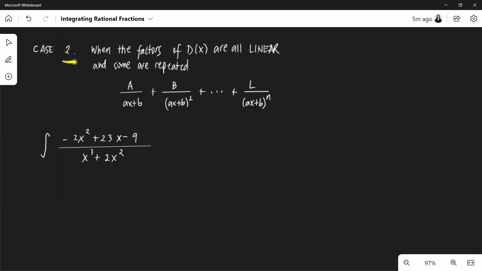So the second case of integrating rational fractions is when the factors of the denominator are all linear and some are repeated. So if the linear factor ax plus b is being repeated, we are going to write these partial fractions. So for example, if this is the denominator, there is a common factor for the two terms, so we can factor it out. There's a dx supposedly. So this is equal to, just copy the numerator.